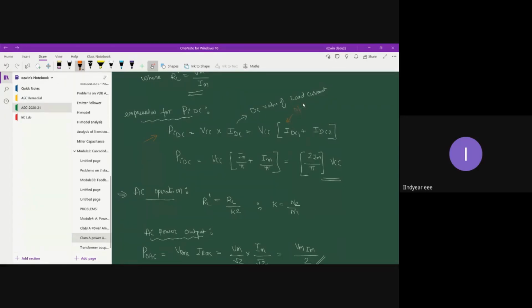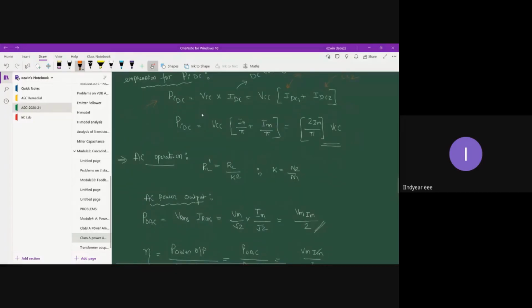So there is an addition of 2 DC current. So that gives 2 Im by pi. So Pi DC is VCC into 2 Im by pi. So that's your expression for input. Okay. Now for AC operation, of course, you can first define what is RL dash.